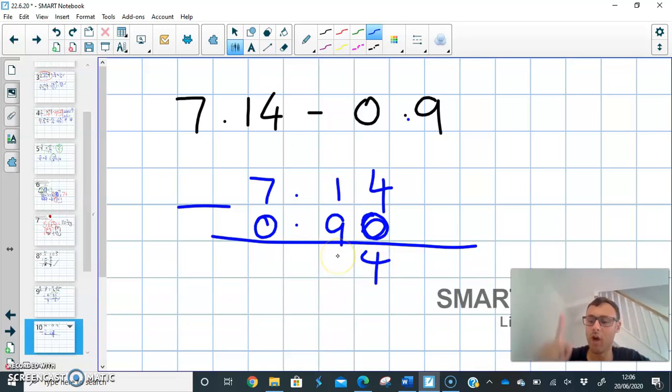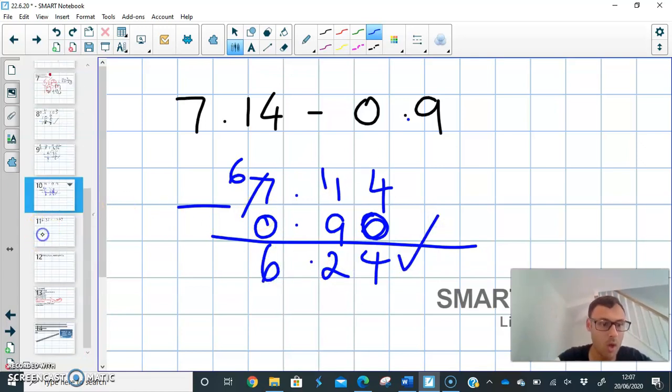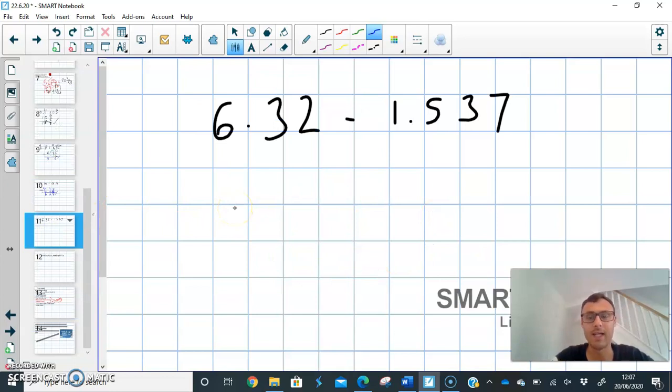1 take away 9. If I hold up one finger, I cannot take away 9 from it. So I need to exchange. That becomes a 6. 1 becomes 11. 9 to 11 is 2. 6 take 0 is 6. So it becomes 6.24.